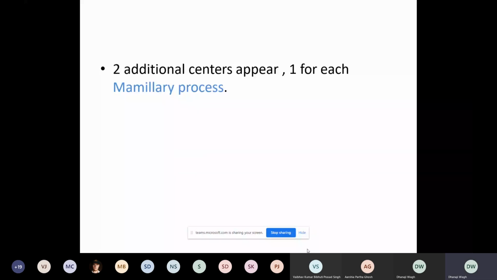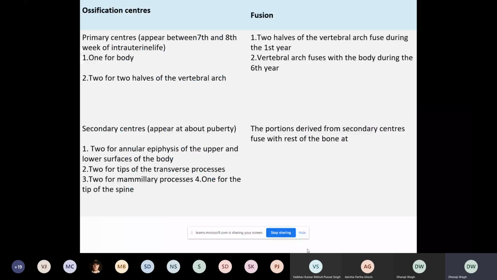Regarding ossification centers, the primary centers appear between the 7th and 8th week of intrauterine life, 1 for the body and 2 for the two halves of the vertebral arch. The two halves of the vertebral arch fuse during the first year, and the vertebral arch fuses with the body during the 6th year. Secondary centers appear at puberty: 2 for the annular epiphyses of the upper and lower surface of the body, 2 for the tips of the transverse processes, 2 for the mammillary processes, and 1 for the tip of the spine. The portion derived from the secondary centers fuses with the rest of the body.